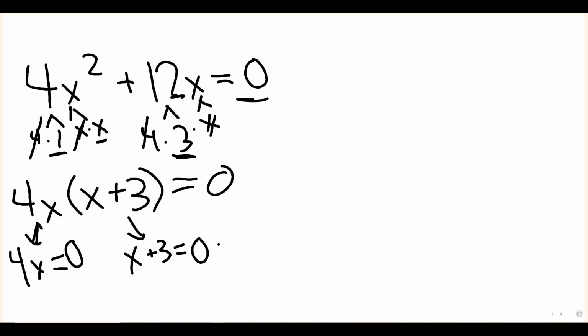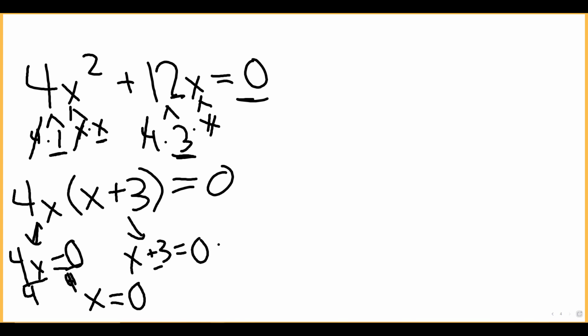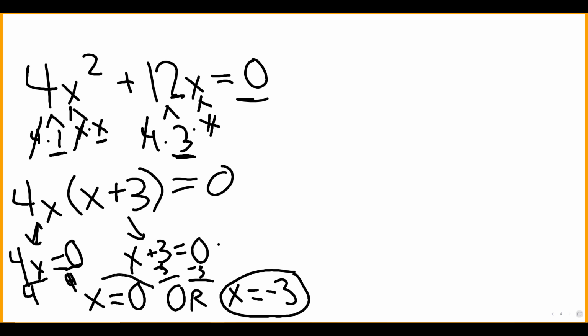So now let's solve them. If you divide both sides by 4, 0 divided by 4 is still 0, so x can be equal to 0, or you can subtract 3 from both sides, and then you get x equals negative 3. So the answers to this problem are x equals 0 or x equals negative 3.